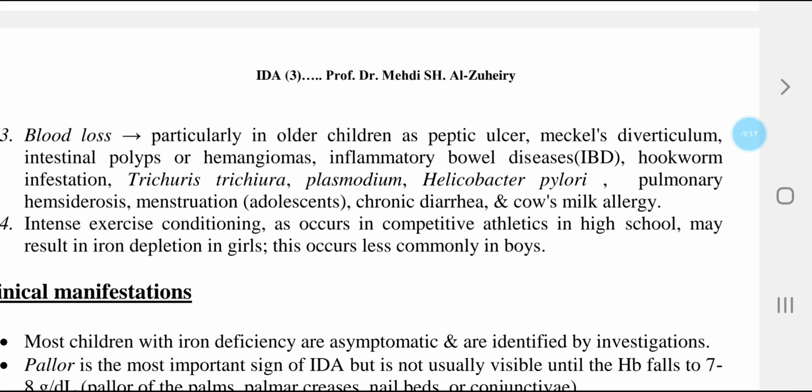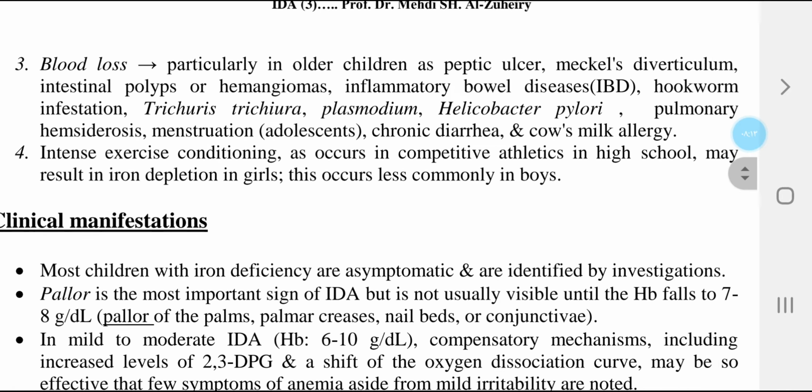Third, blood loss, particularly in older children, as in peptic ulcer, Meckel's diverticulum, intestinal polyps or hemangioma, inflammatory bowel disease, hookworm infestation, Trichuris trichiura, Plasmodium, Helicobacter pylori, pulmonary hemosiderosis, menstruation in adolescents, chronic diarrhea and cow's milk allergy. Fourth, intense exercise and conditioning, as occurs in competitive athletics in high school, may result in iron depletion in girls. This occurs less commonly in boys.